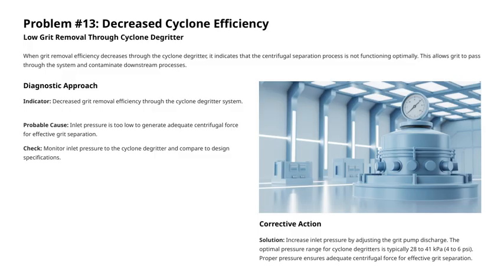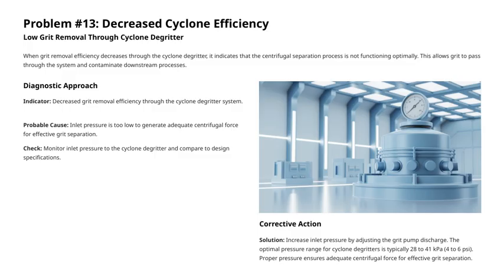A common probable cause for this is that the inlet pressure is too low to generate the necessary centrifugal force needed for effective grit separation. So, as part of our check, we should monitor the inlet pressure to the cyclone degritter and compare it against the design specifications. If the pressure is below the recommended range, that's likely the root of the problem. To correct this, we need to increase the inlet pressure.